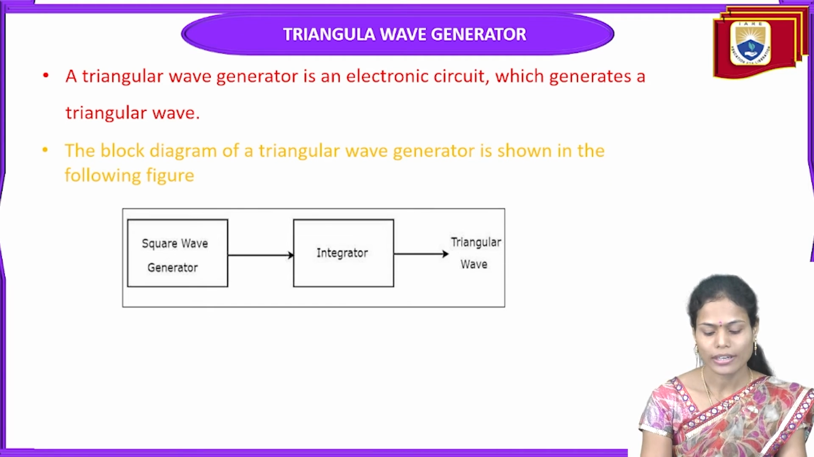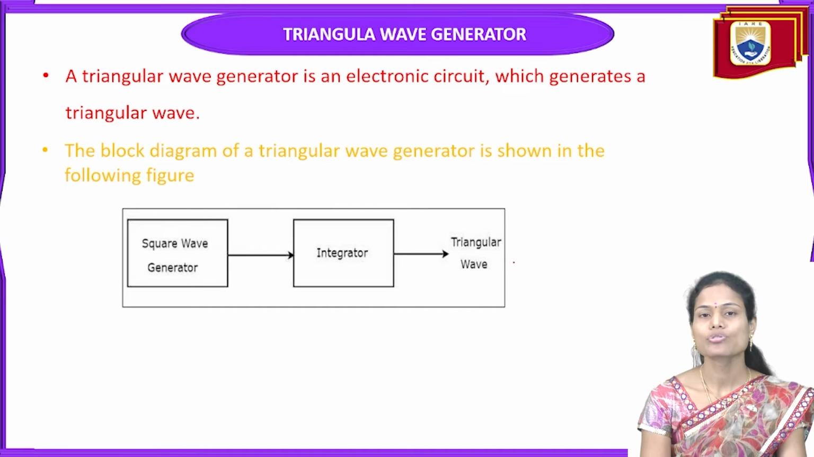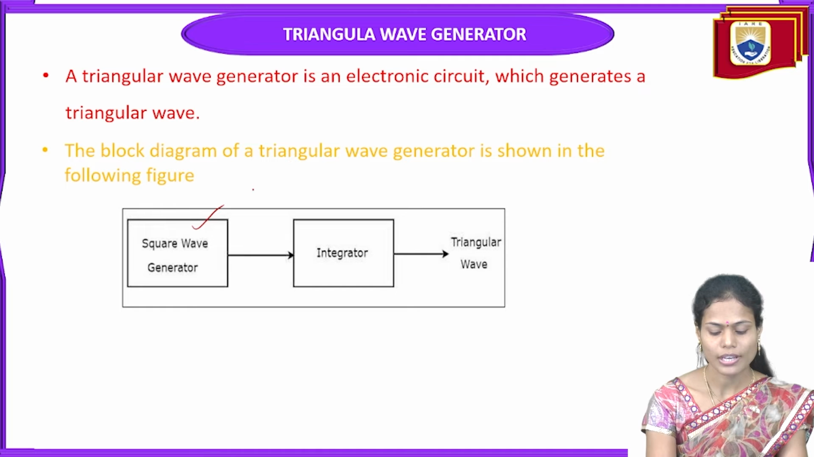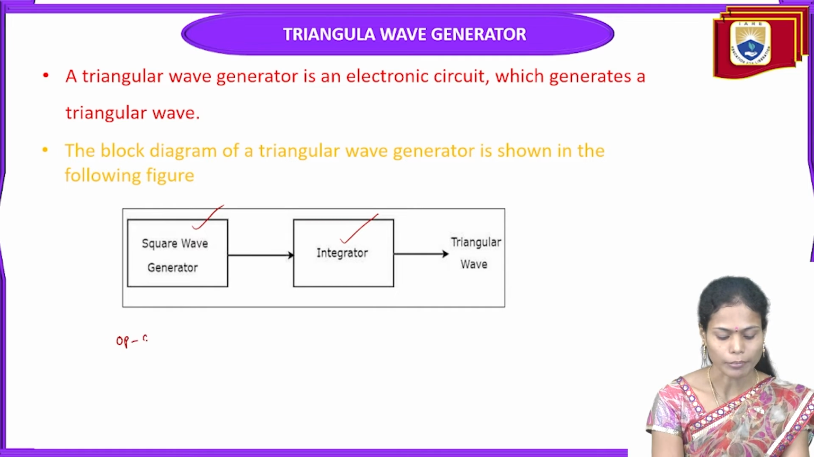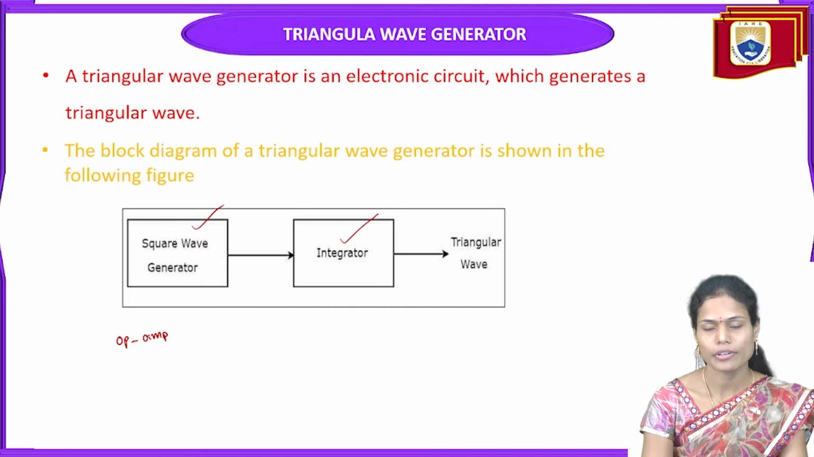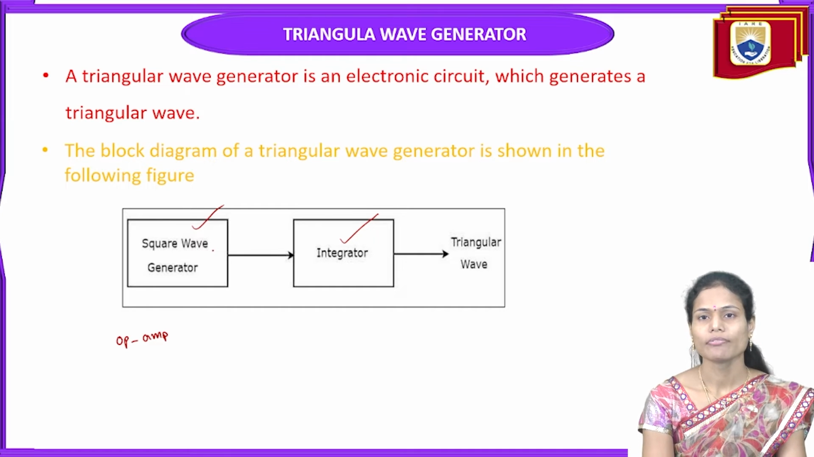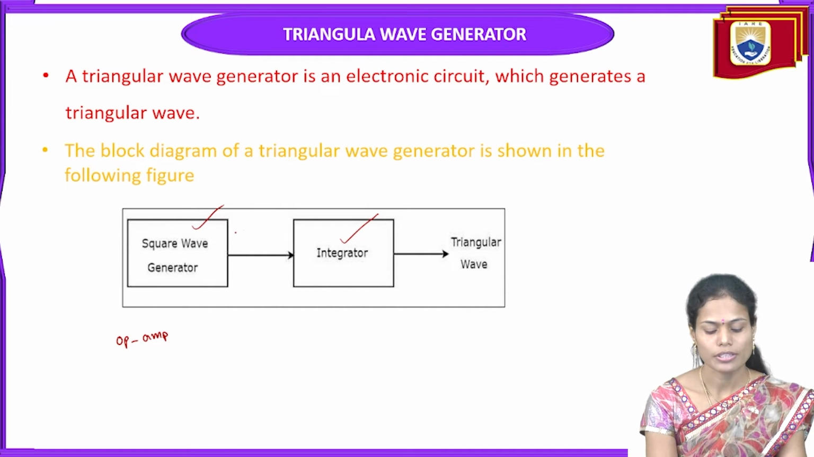This is the block diagram of the triangular wave generator. In order to design it, we require one square wave generator and one integrator circuit. Both the square wave generator and the integrator are designed using operational amplifiers, so both are op-amp based circuits. The square wave generator generates the square wave signal as its output.